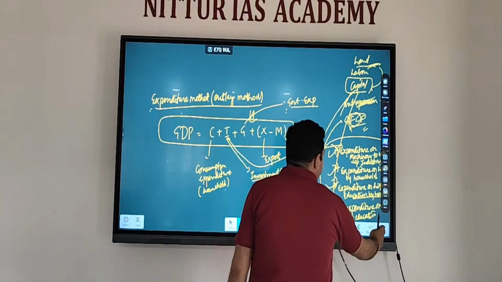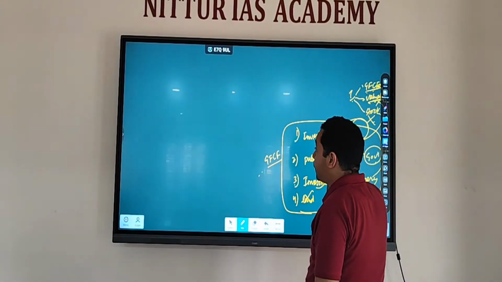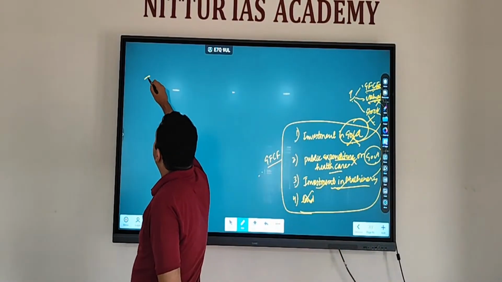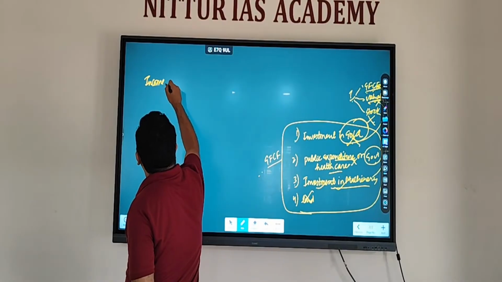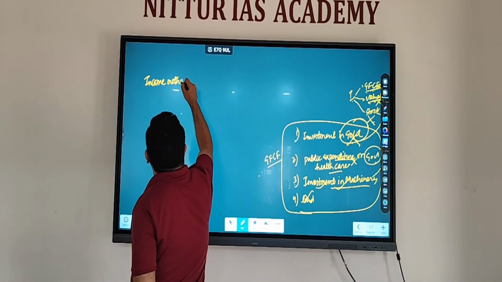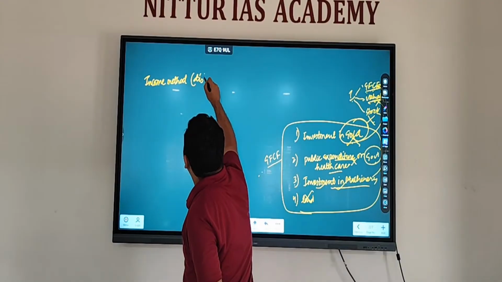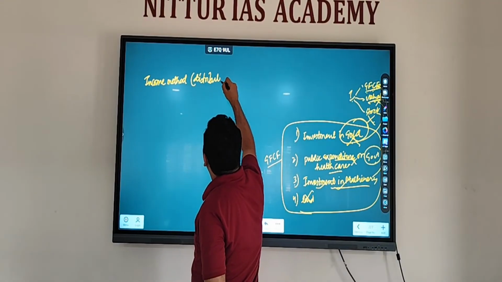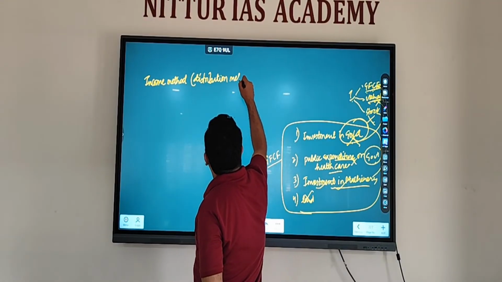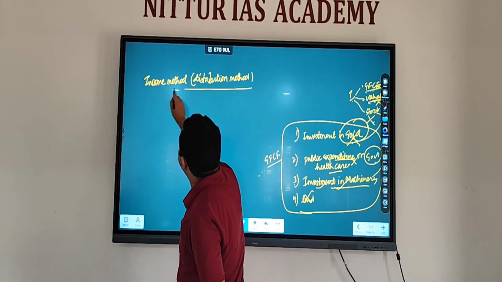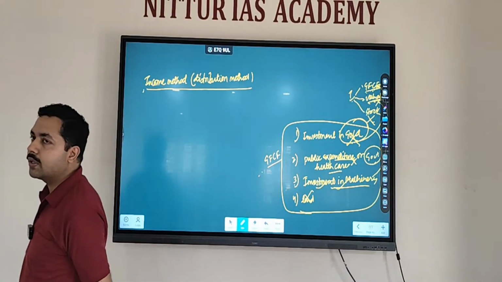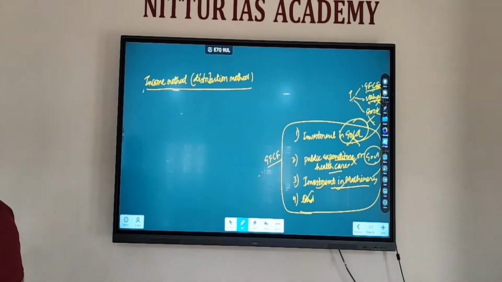The third is your income method. The income method is also referred to as which type of method? Distribution method. So the income method is also referred to as the distribution method, that you have to keep in mind.